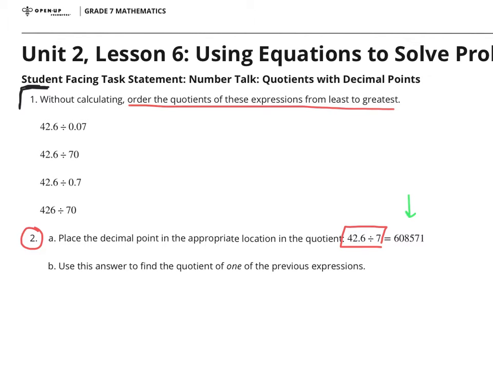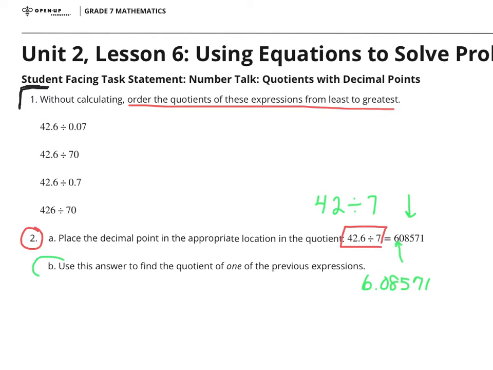So this is 42.6 divided by 7. So I'm going to ask myself, what's 42 divided by 7? If I think of a reasonable estimate, 42 divided by 7 is 6, which means that 42.6 divided by 7 should be around that number, which tells me the decimal should go between the 6 and the 0, 6.08571.